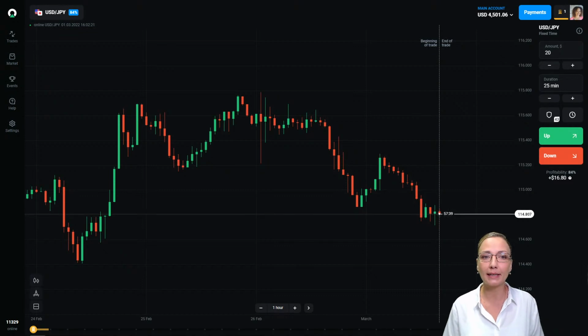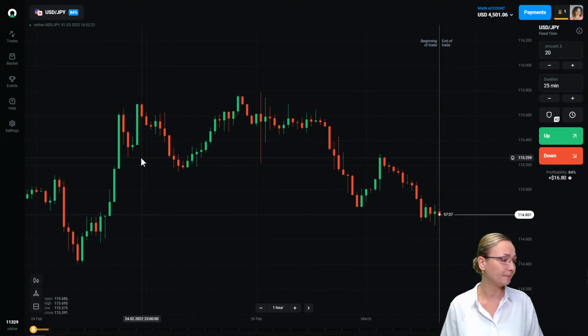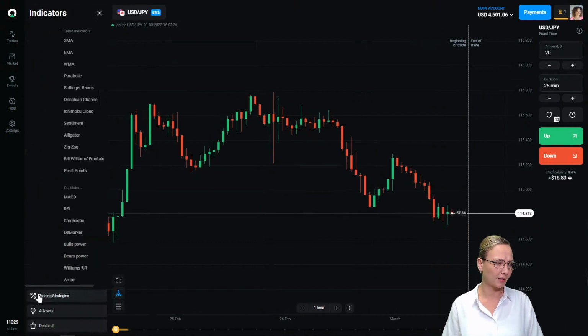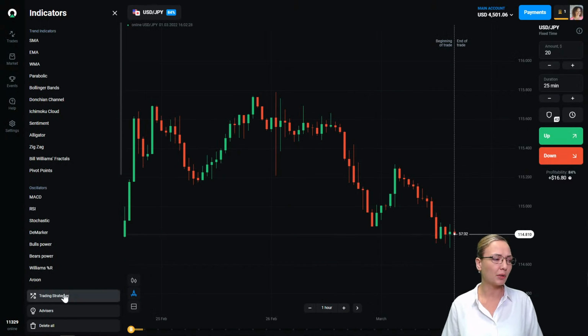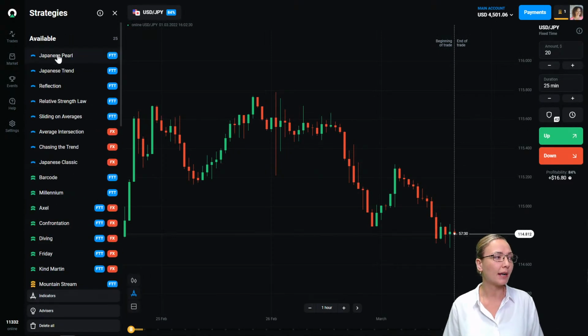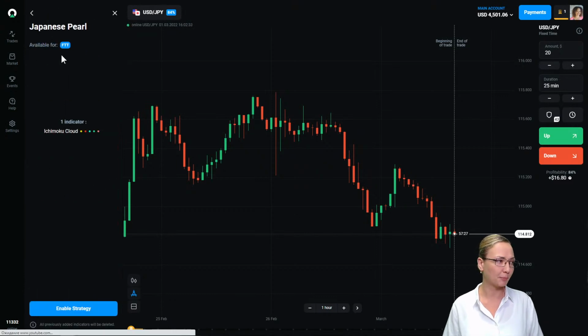Alrighty, so let's go ahead and apply the Japanese Pearl strategy. We can go right here to this tab. This is the indicators tab. And right here, you can select trading strategies. Right on top is where you can select Japanese Pearl.